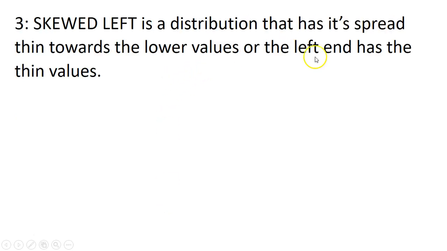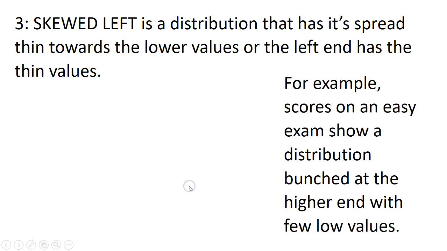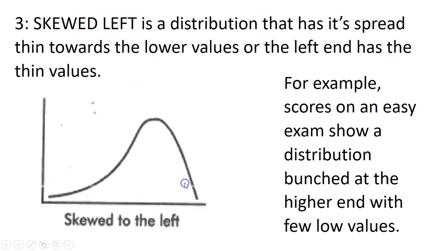Skewed left is a distribution that has its spread thin towards the lower end, or the left end has thin values. For example, scores on an easy exam show a distribution this way, right? If it's an easy multiple choice test, most kids' scores are up here more. It's skewed left. The skew is talking about the lower end, basically.